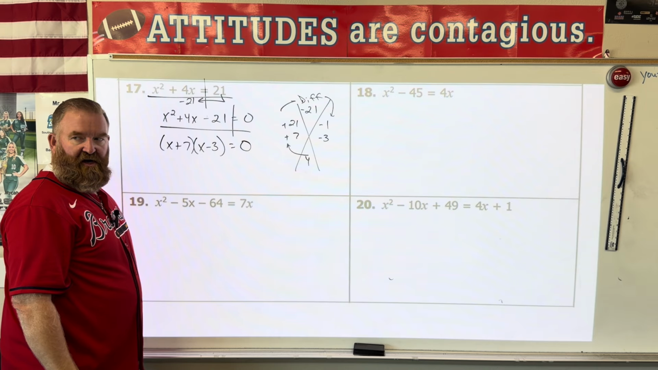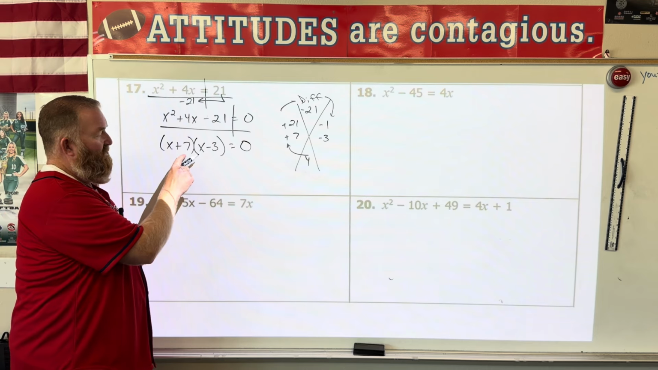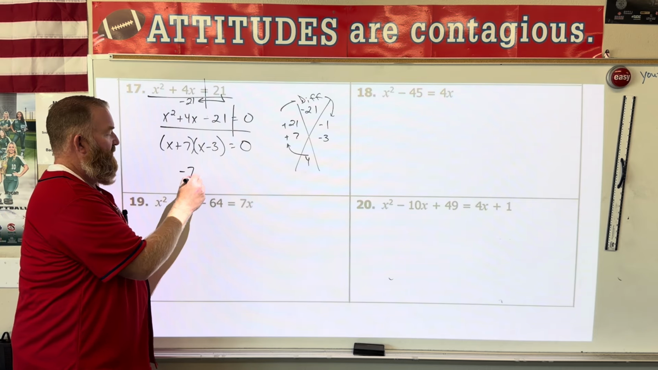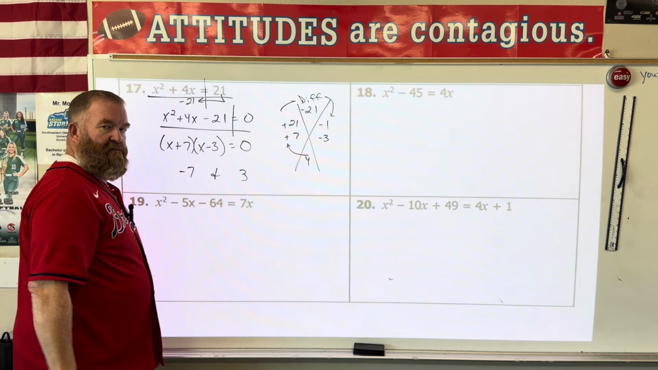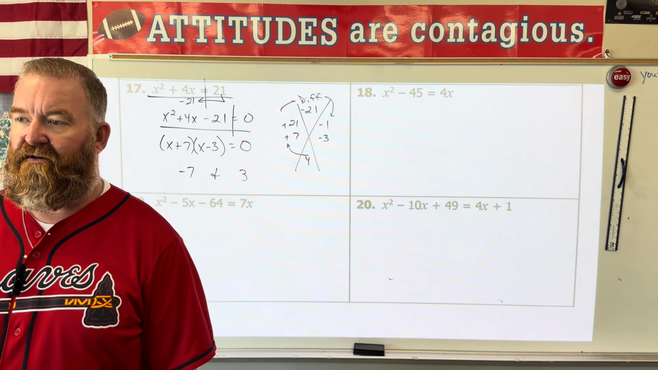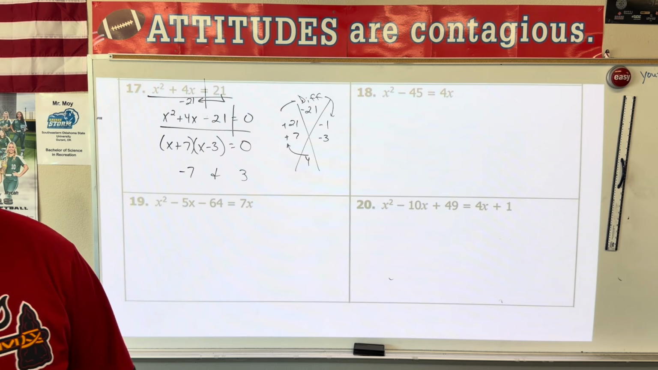I'm just going to do this a shortcut way once you get the hang of it. What's the opposite of positive 7? Negative 7 and positive 3. So those are my two x's. Is that what you got on your Desmos? Okay. See how that works?